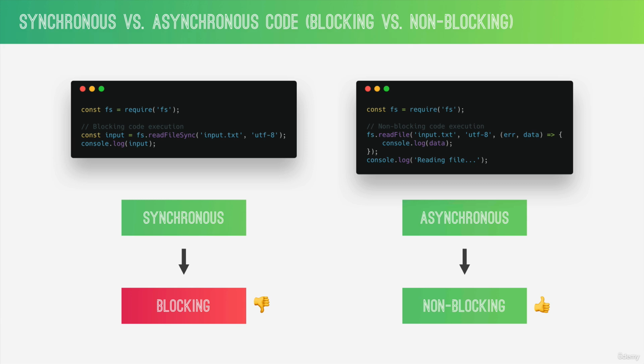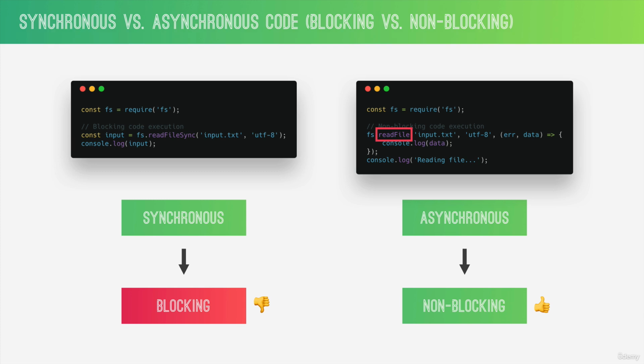Make sense? So in this example, we use the asynchronous read file function, which accepts a callback function. This will start reading the file in the background and then immediately move on to the next statement, printing to the console the string reading file. So again, you see, we are not blocking the execution here. Then, when the file is finally completely read, the callback function will be called, and so the data that was read will then be printed to the console. So that's quite different from the synchronous version, isn't it?